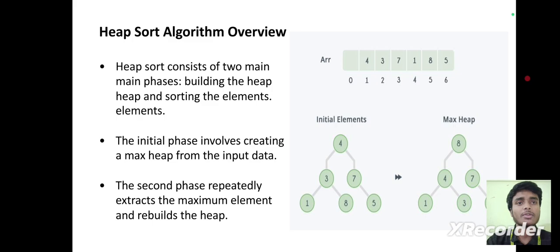Heap sort algorithm overview. Heap sort consists of two main phases: building the heap and sorting the elements. The initial phase involves creating a max heap from the input data. The second phase repeatedly extracts the maximum element and rebuilds the heap. In this diagram, we can see how initial elements can be converted into a max heap.